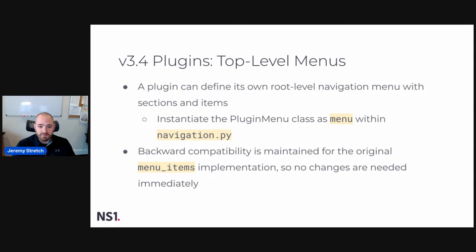It's done pretty simply, just in navigation.py, defining a menu, subclassing plugin menu, and then just exposing that as a variable named menu. And it works pretty much the same as with menu items. It's just the ability to encapsulate that. You can still define items just as you do today. We've also maintained backward compatibility. So if your plugin today just defines menu items under the shared plugins root level menu, that'll still work. You don't have to mess with it. But if you want to, you can extract that and pull that out into its own menu.